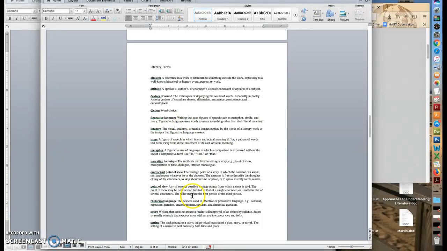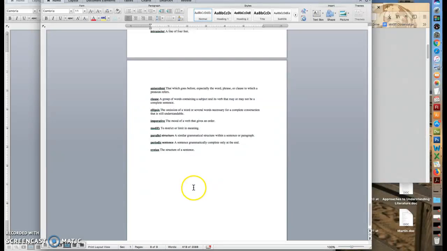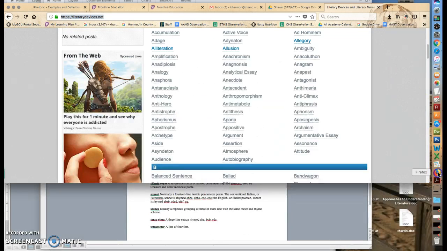All right, moving on. Literary terms, more literary terms, and definitions. So hopefully that is helpful.